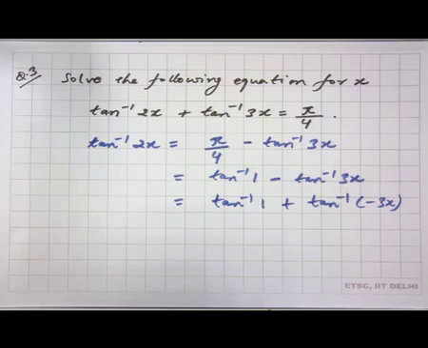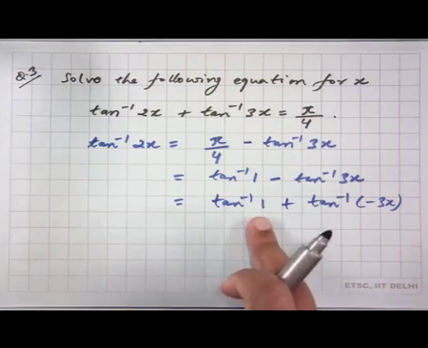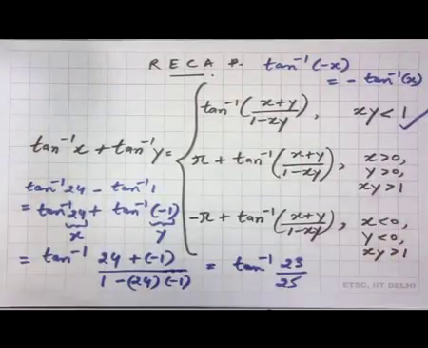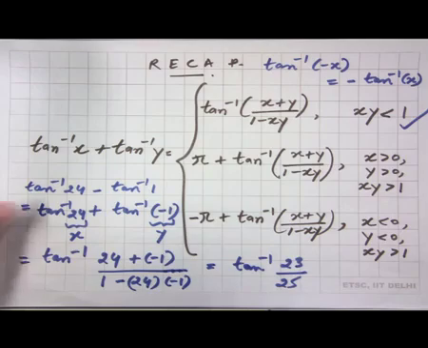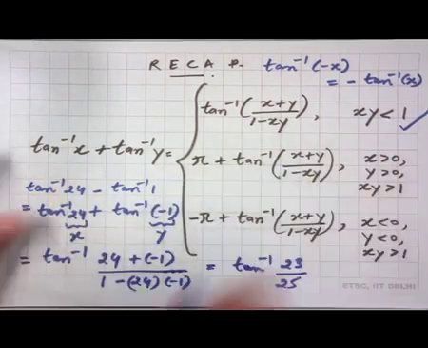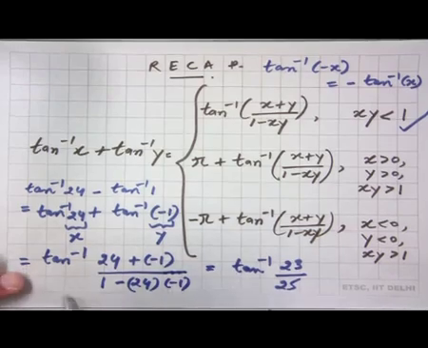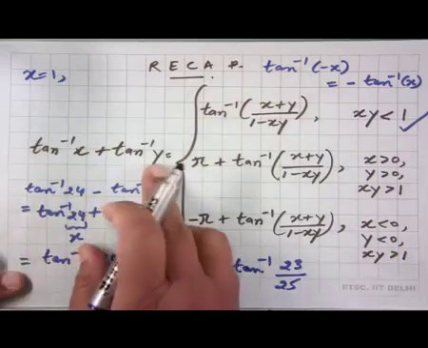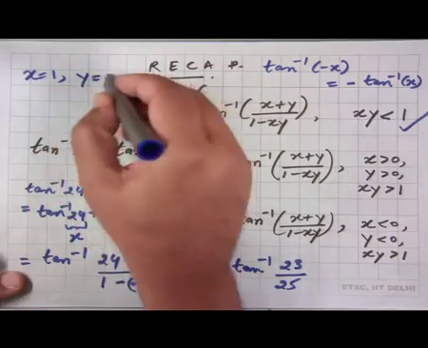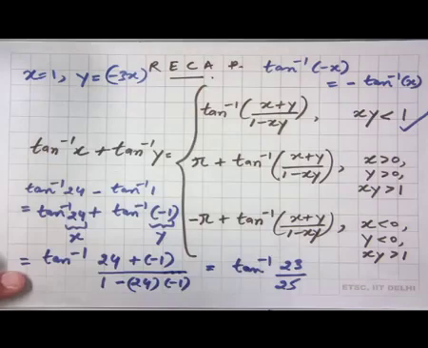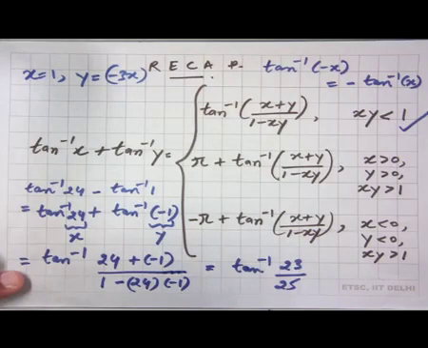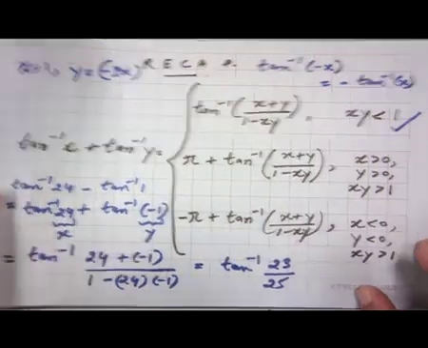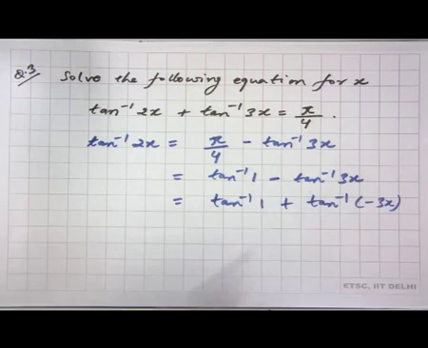So, we need to use the tan inverse x plus tan inverse y type of formula, which we have already seen in one of our previous lectures. So, here is the expression. For this case what we have now is that we have x equal to 1 and we have y equal to minus 3x, and we see that the product of x and y is minus 3x for this case.